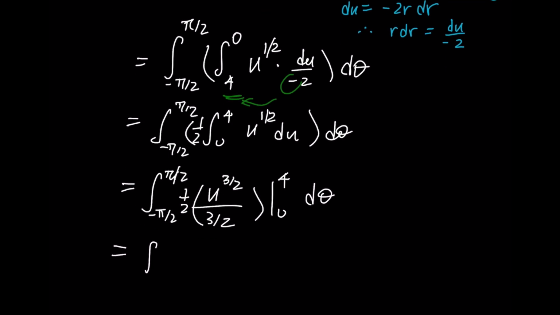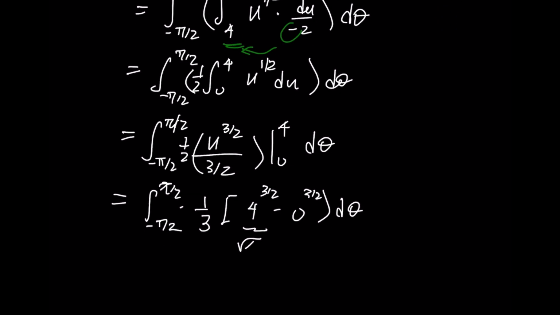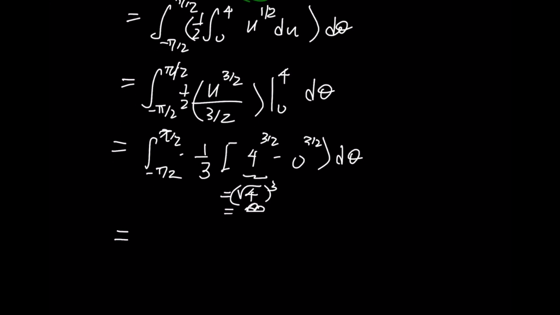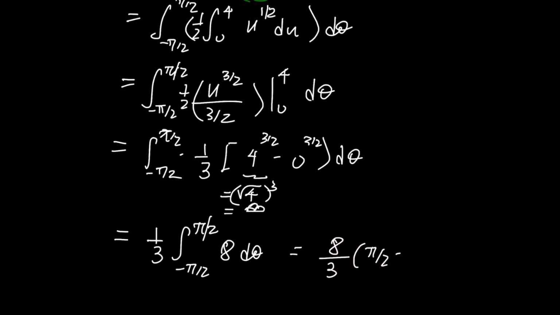The 1/2 and the 3/2 will cancel to give me a 1/3. Then I'll have 4 to the 3/2 minus 0 to the 3/2 d theta. This is like the square root of 4 cubed, which is 8. So I'll have a 1/3 integral from negative pi over 2 to positive pi over 2, 8 d theta. So this gives me 8/3 times pi over 2 minus negative pi over 2, which is 8 pi over 3.